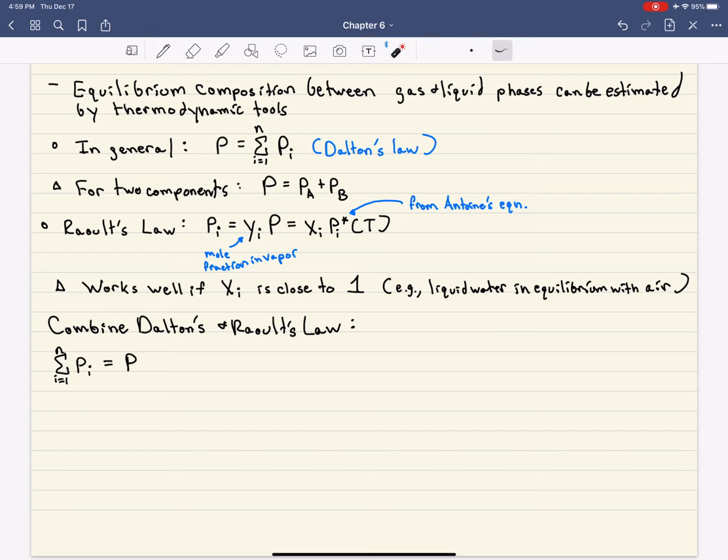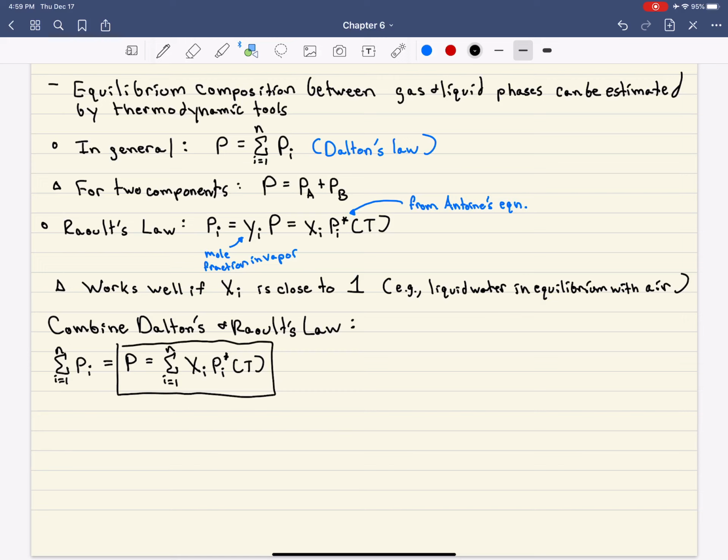From Raoult's law, right, we could also just plug in this relationship, right? So that our total pressure is also equal to the sum of the product of the mole fraction of the species i in the liquid times its vapor pressure. Okay? So that's, by combining Dalton's and Raoult's law, we end up with this relationship.